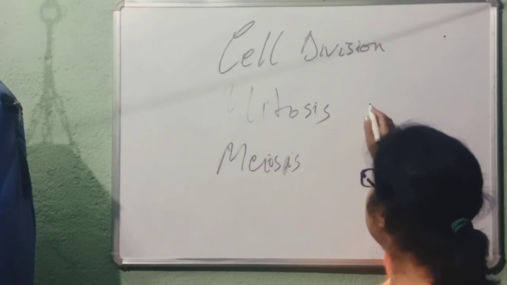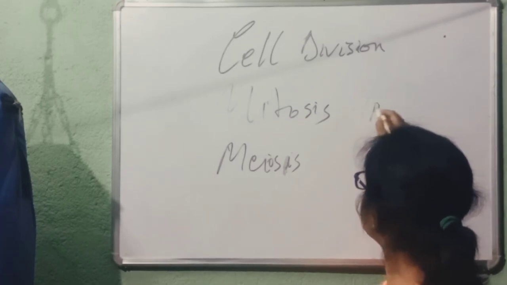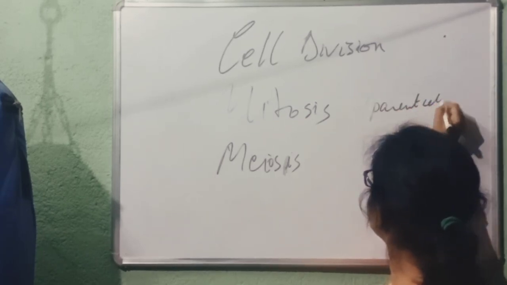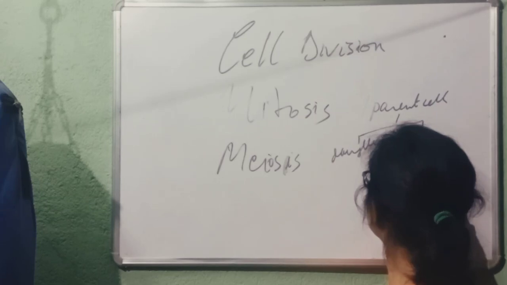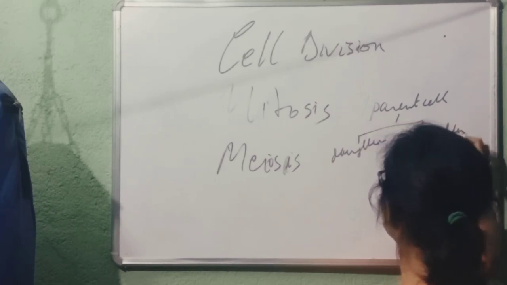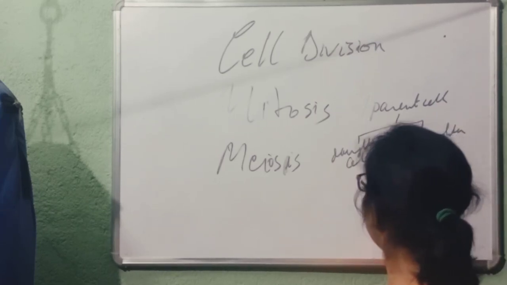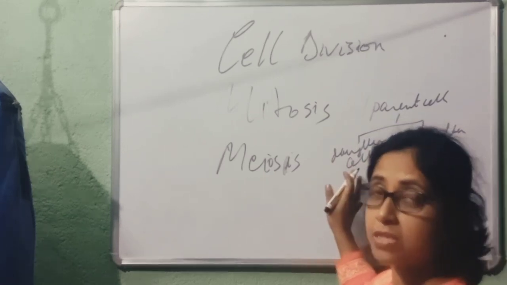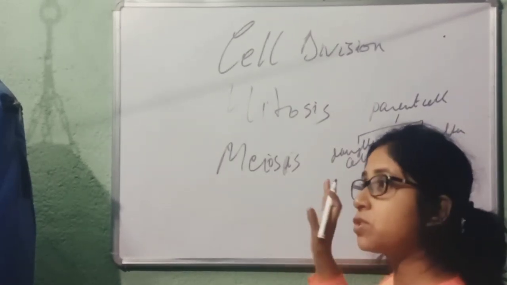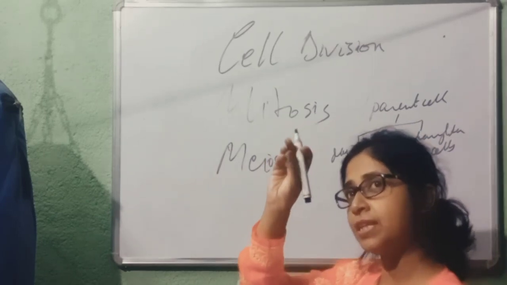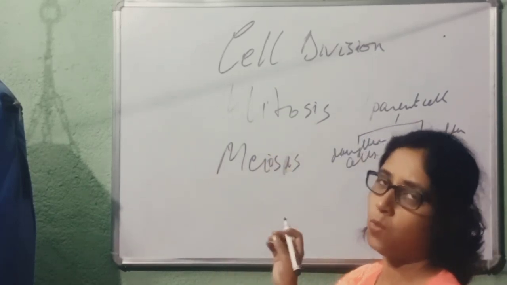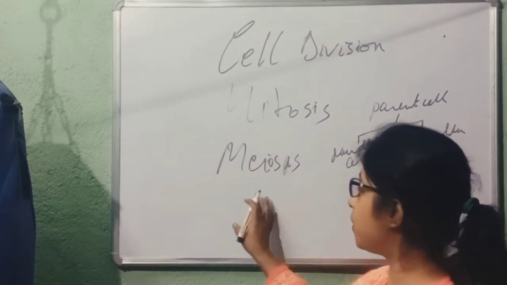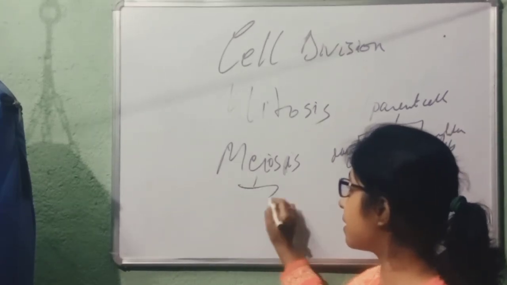Here one parent cell divides into two daughter cells, and here the chromosome number does not change. That means chromosome का जो number है वो शुरू से लेके the entire process it remains the same throughout the whole cell division. And meiosis generally takes place in the gametes.